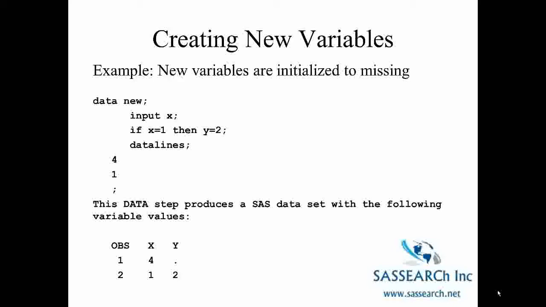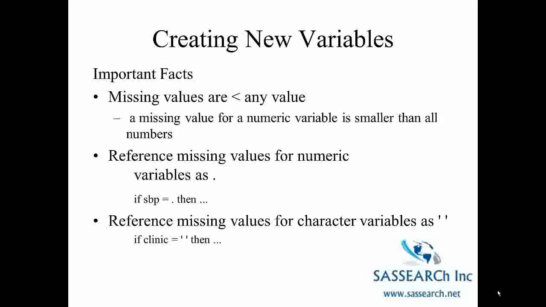The new variable y was initialized to missing, and since it did not meet the condition, if x equals 1, it was kept as missing. For the second observation, if x equals 1, then y equals 2, we see that because the second observation, x equals 1, then y was set to 2. So again, new variables are initialized to missing, and then they were replaced with a value based on this if-then statement.